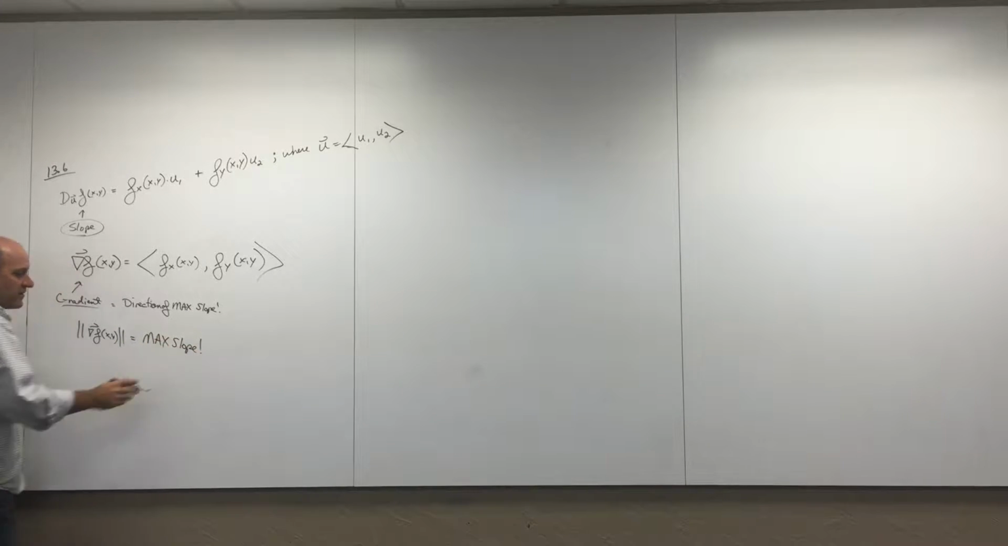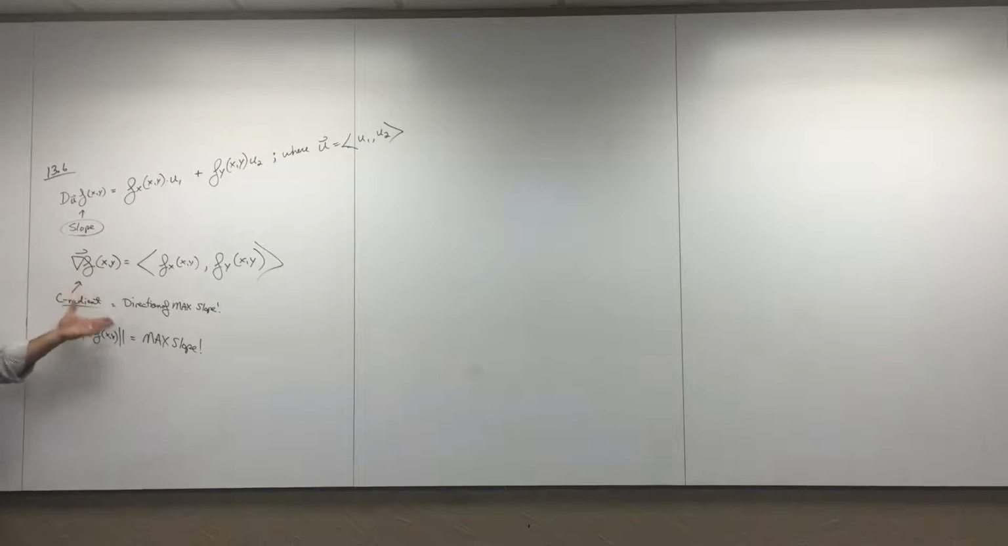And it's kind of a subtle distinction, but the gradient is a vector. So sometimes people think the gradient is the slope. Well, technically, the gradient is a vector that points you in the direction of the maximum slope. The magnitude of the gradient is the maximum slope. The gradient is not the slope. The gradient is a direction of maximum slope. The magnitude of the gradient is the maximum slope.